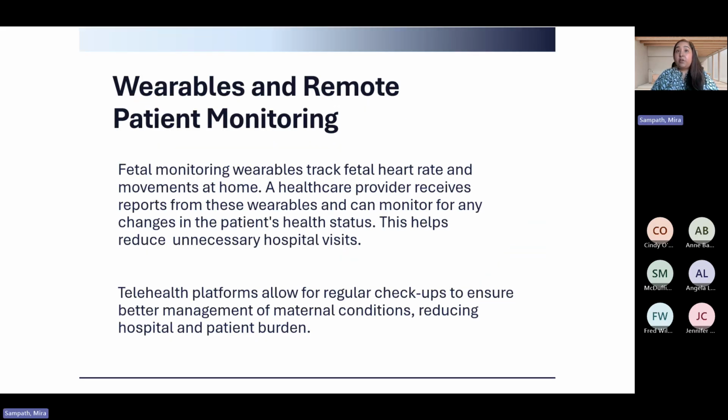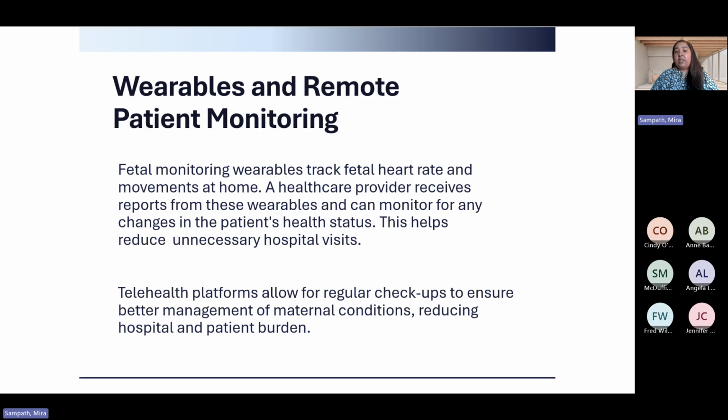Additionally, there are fetal monitoring wearables now that track fetal heart rate and movements at home. A healthcare provider will receive these reports from the wearables and can monitor for any changes in the health status. And again, this helps reduce unnecessary hospital visits. So, maybe the patient is having some sort of symptoms, right? They're feeling something weird and they're concerned. So, they tend to go to the emergency department after hours often or things like that.